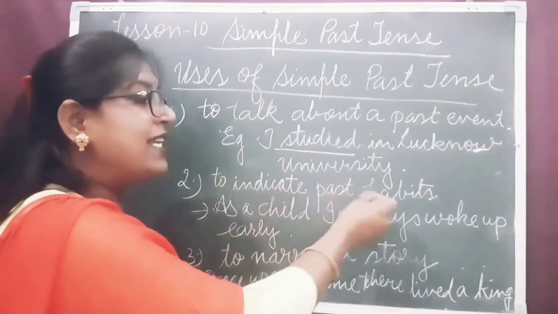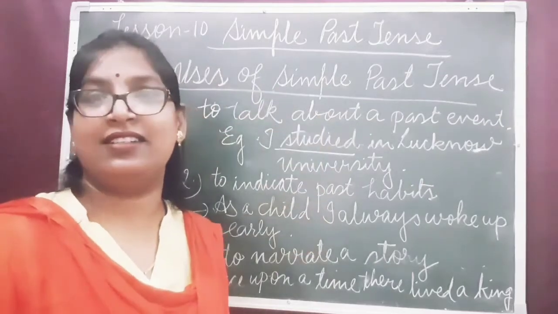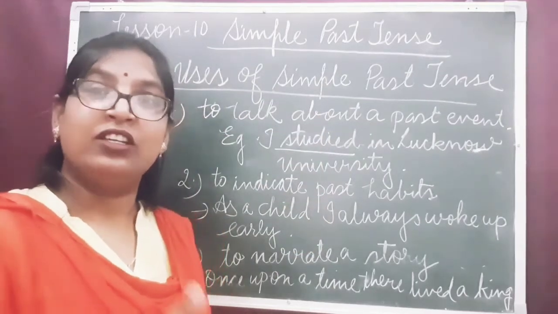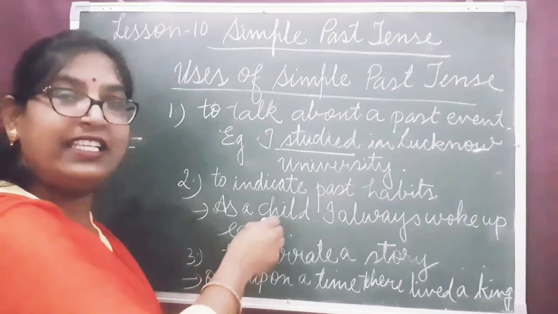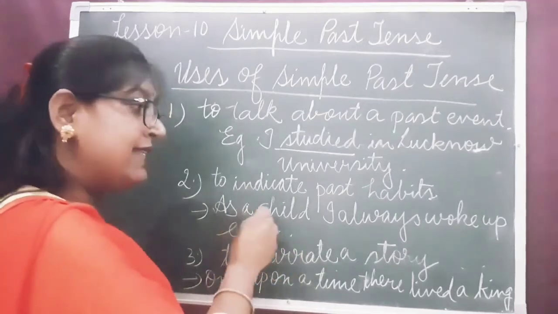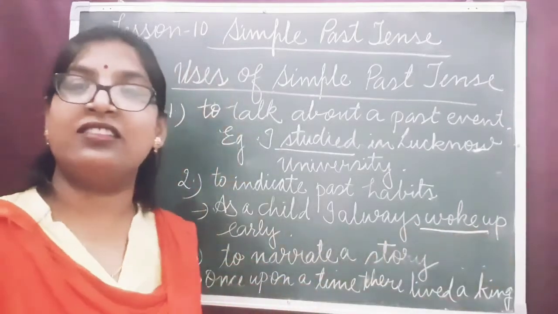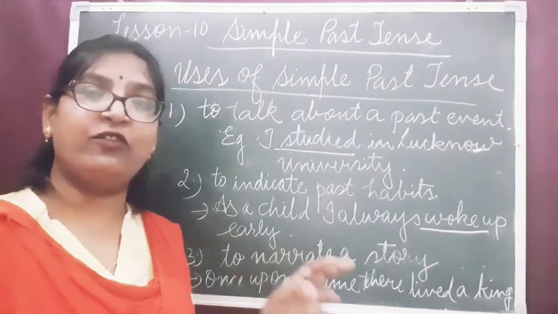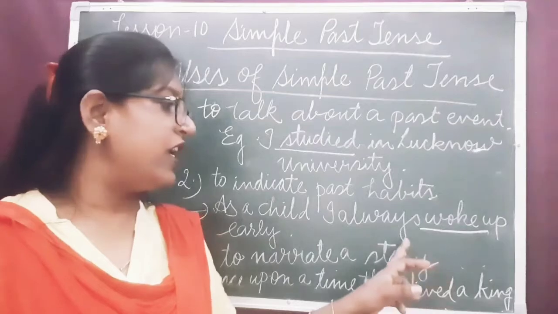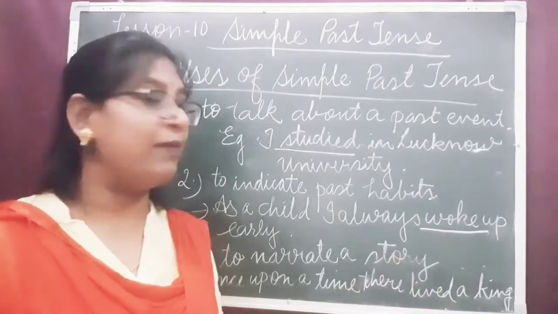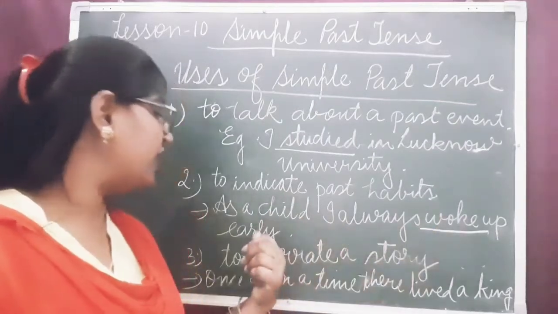Number two, to indicate past habits. We were habitual to do something in the past, maybe not now. So, to indicate past habits, we use simple past tense. Let us see this through an example. As a child, I always woke up early. Woke indicates the past action. When I was a small child, I used to wake up early, but maybe now it is not my habit. It is indicating the past habit.